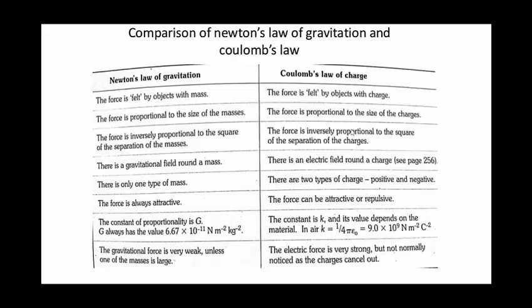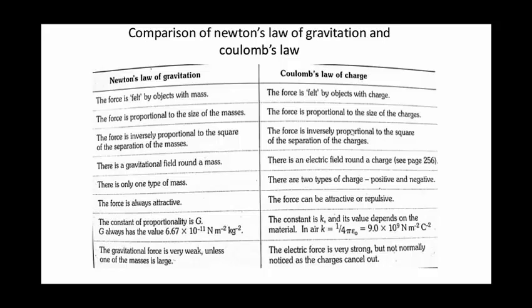This, I've pinched out of the textbook. Nice little comparison of Newton's law of gravitation and Coulomb's law. For Newton's law, the force is felt by objects with mass, whereas in Coulomb's law, it's objects with charge. In Newton's law, the force is proportional to the size of the masses, whereas in Coulomb's law, the force is proportional to the size of the charges.